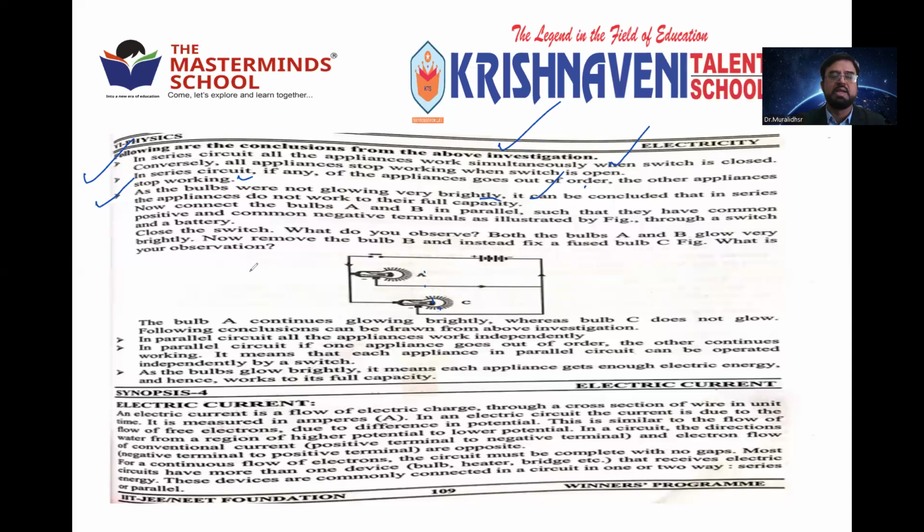Now remove the bulb B and, instead, fix bulb C. So the same case we are repeating for the parallel connection. What we observe here is that in a parallel circuit, all appliances work independently. If one appliance goes out of order, the others continue working. It means that each appliance in a parallel circuit can be operated independently by its switch.